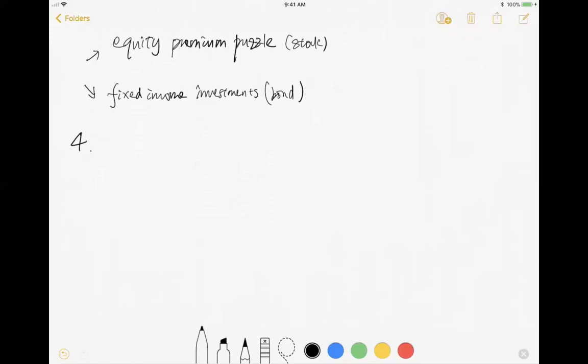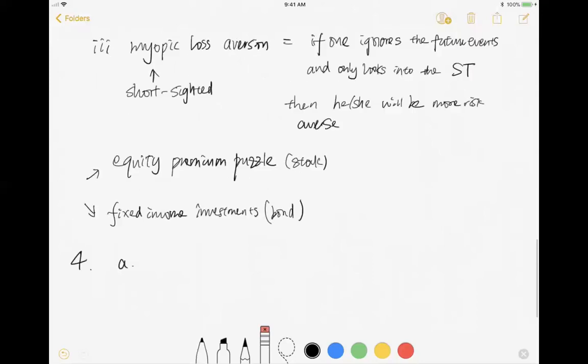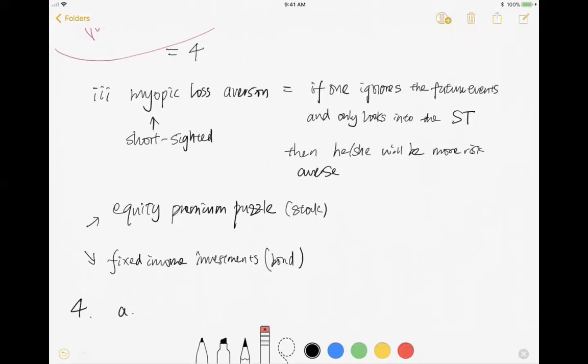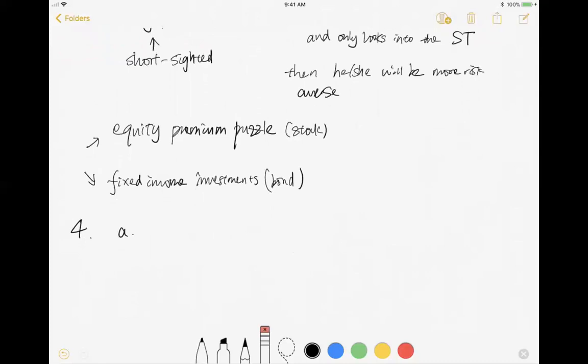Question number 4. In a famous article by Paul, he offered a bet to his colleague, where his colleague could flip a coin, either win 200 or lose 100. I will keep reading the question. A, how can loss aversion account for the above anomaly? This is about loss aversion. This is myopic loss aversion, or maybe myopic risk aversion, but here it is more about loss aversion. We don't like loss, we like gains.